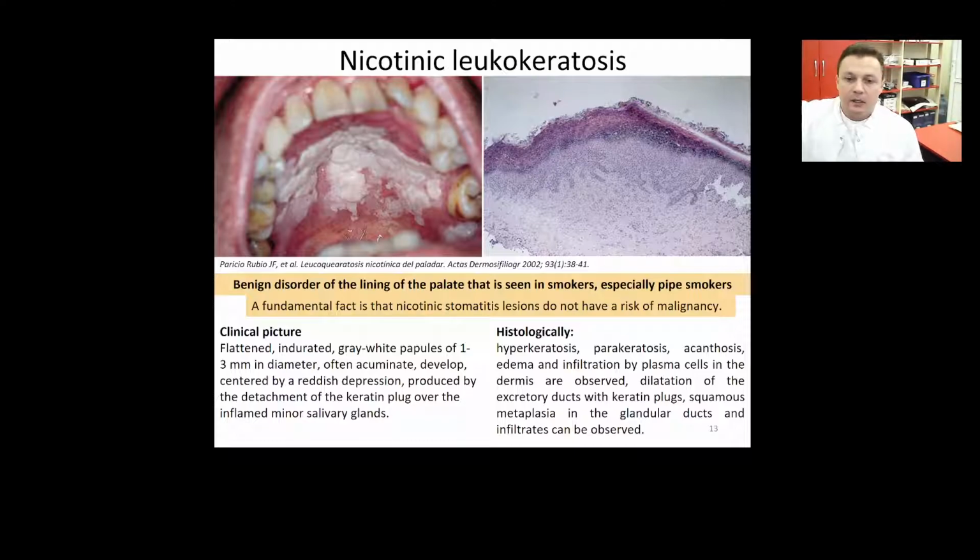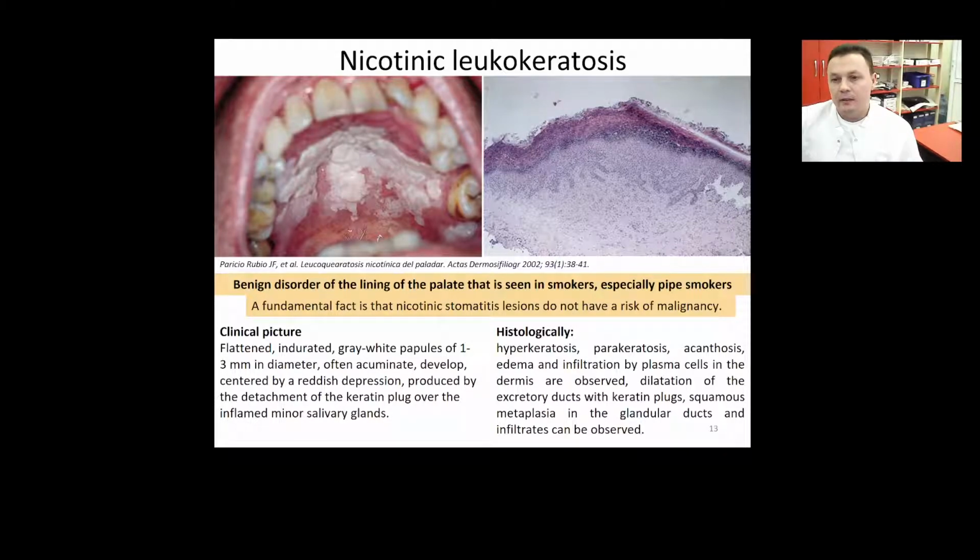The lesions are asymptomatic and located in the posterior two-thirds of the hard palate, and may extend to the soft palate. With evolution, the picture acquires more intensity, and the whitish, fissured keratotic component predominates over the glandular inflammatory component.